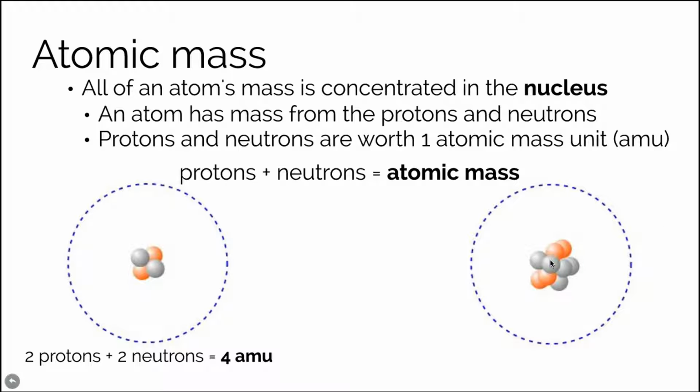And same thing for this example, if we have 1, 2, 3, and 4 protons, and then 1, 2, 3, 4, 5 neutrons, add that together, 4 plus 5, you get 9 atomic mass units.